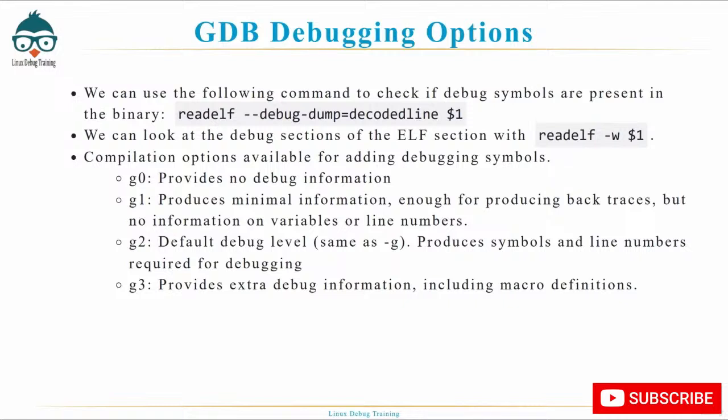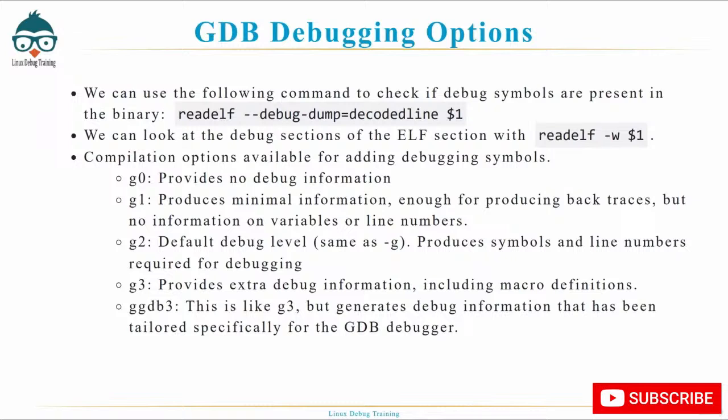And finally, -ggdb3 is similar to -g3, but generates debug information that has been tailored specifically for the GNU GDB debugger.